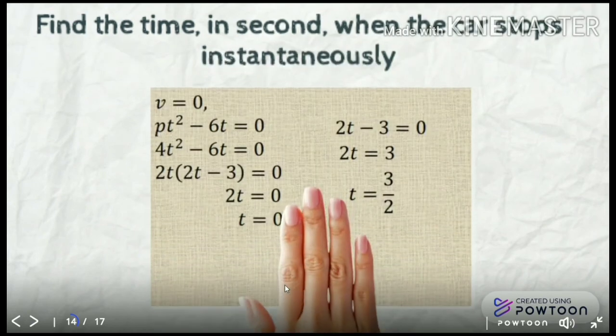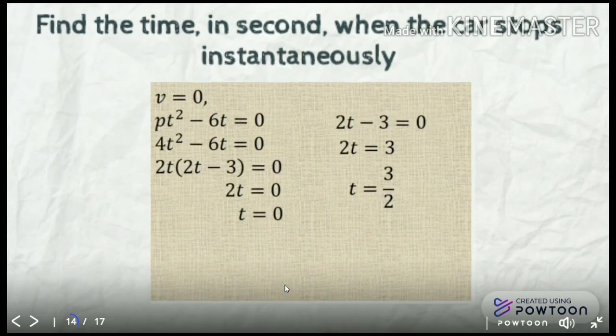Question C. Find the time in seconds when the car stopped instantaneously. As we know, when the car stopped instantaneously, velocity is equal to 0. So it will be pt squared minus 6t equals 0. As we know, p is equal to 4, so we insert 4 into p. It will be 4t squared minus 6t equals 0.